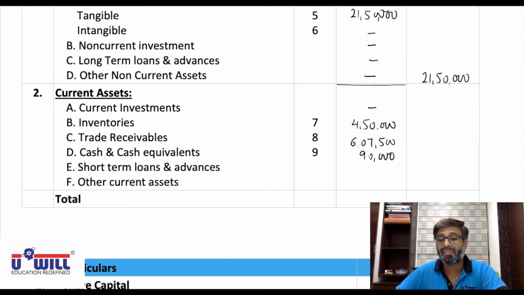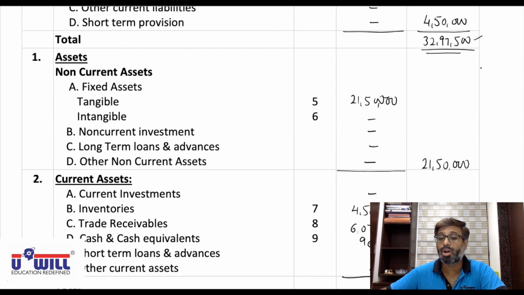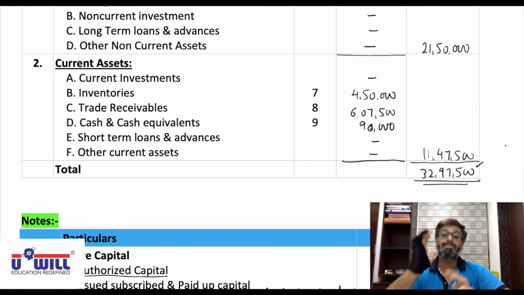We don't have short-term loans and advances and other current assets. So 6,07,500 plus 4,50,000 plus 90,000 is 11 lakh 47,500, plus 21 lakh 50,000. So 32 lakh 97,500. Does the balance sheet get tallied or not? Yes. So you all can see very simple questions are asked in exams compared to amalgamation.